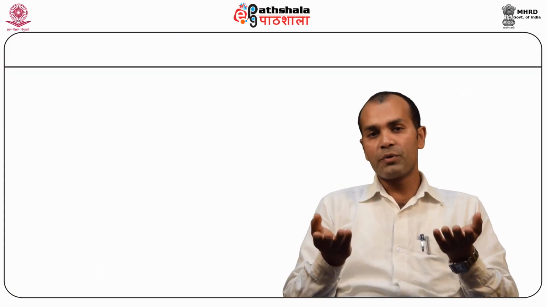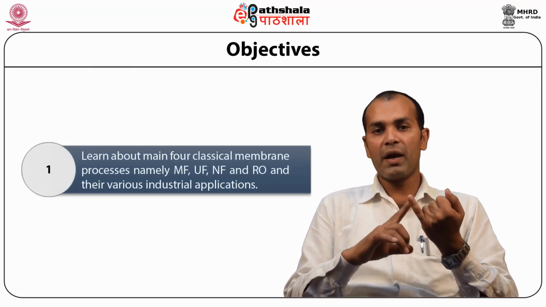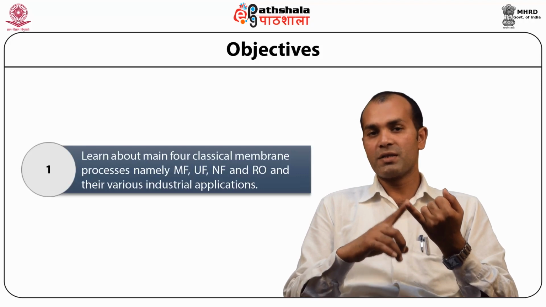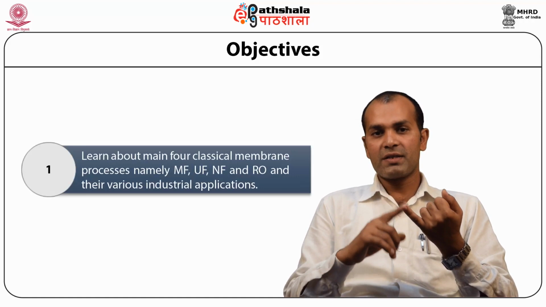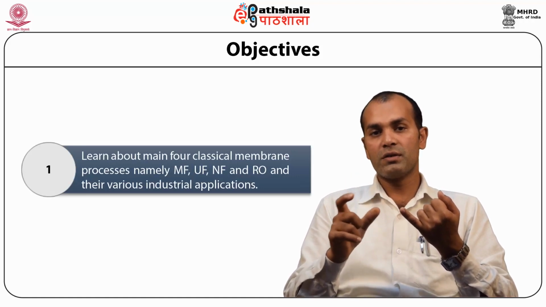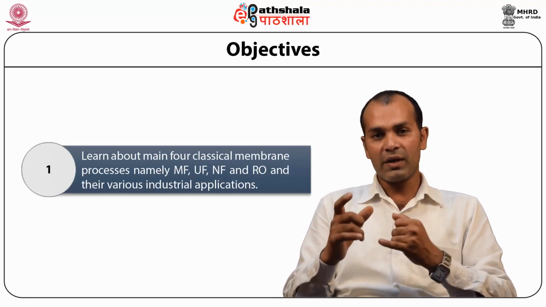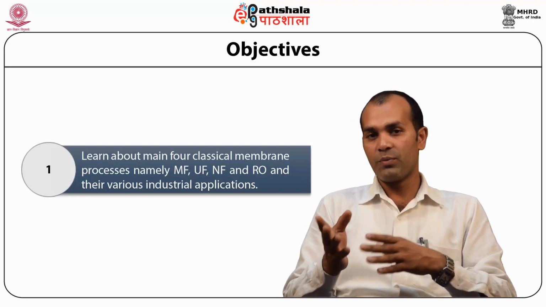So the objective of this particular module is first to learn about the main four classical membrane processes, namely microfiltration, ultrafiltration, nanofiltration and reverse osmosis. So we are going to learn about these four membrane processes in detail: what their characteristics are, how they are working, and which different configurations are used for the operation of these types of membrane processes.